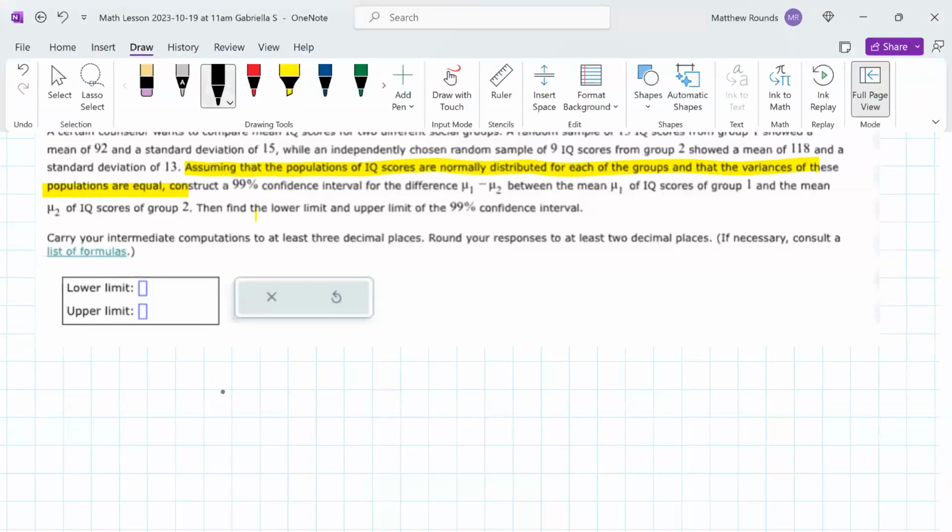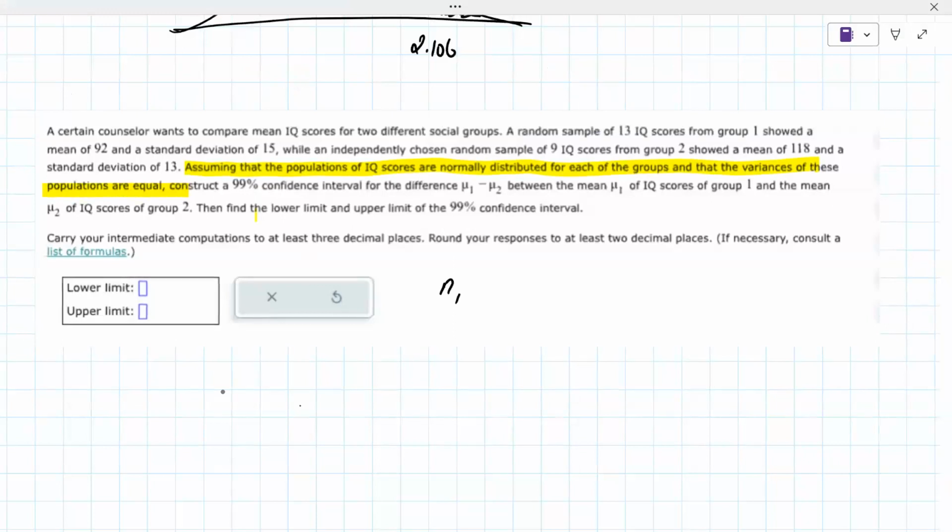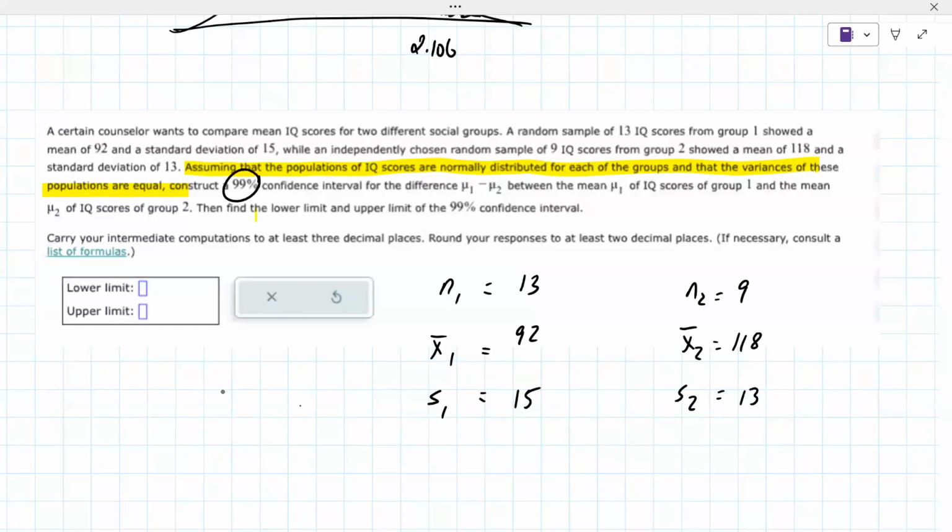So that's a different formula than what we've been doing. It's still this N1, X bar 1, but now it's S1, N2, X bar 2, and S2. So we have 13, 92, 15, 9, 118, 13. So this time it's a 99% confidence interval. That means alpha is 0.01 and alpha divided by 2 is 0.005.